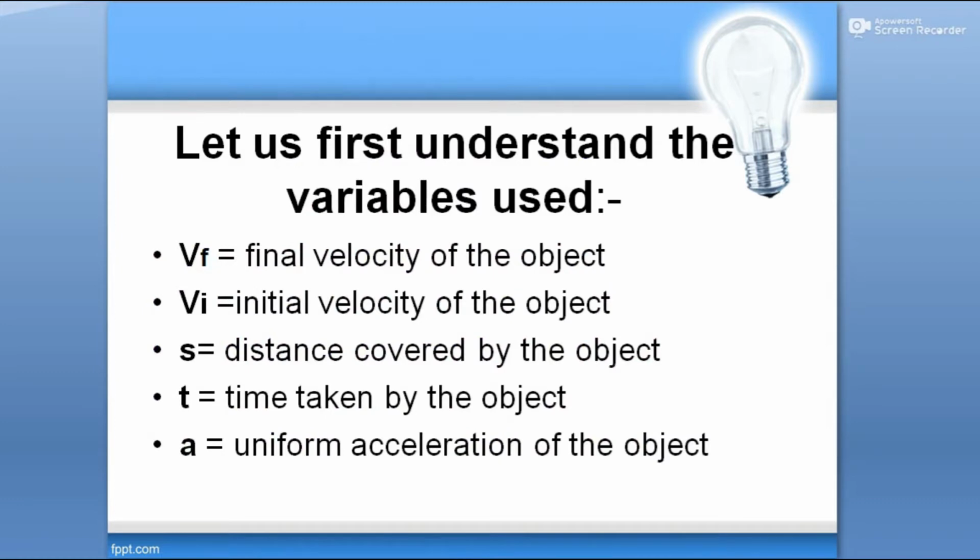Let us first understand the variables used in these equations. Vf is used as the final velocity of the object. Vi is used for the initial velocity of the object. S is used as the distance covered by the object. T is used for the time taken by the object. A is used as a variable for the uniform acceleration of the object.